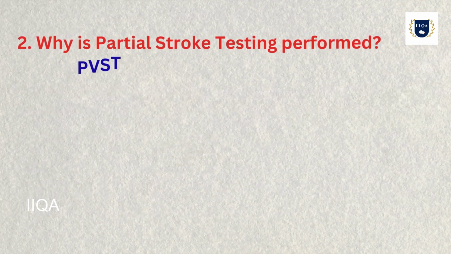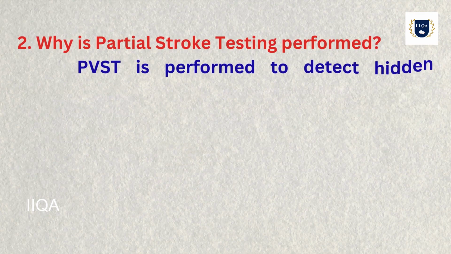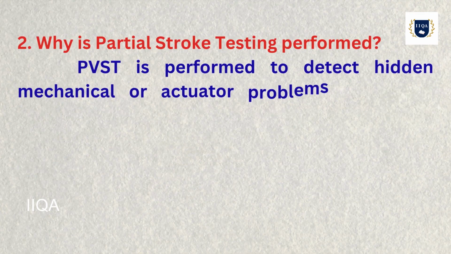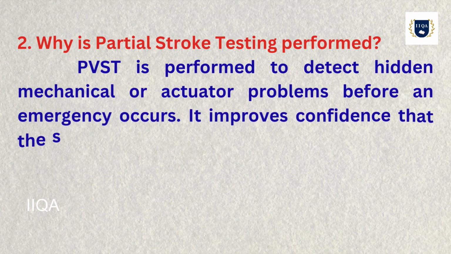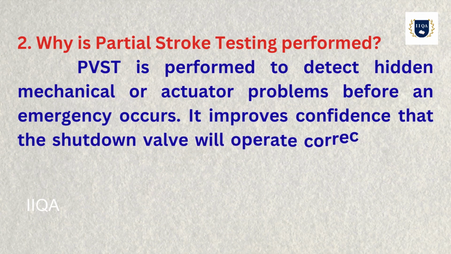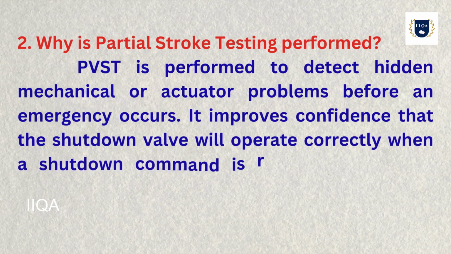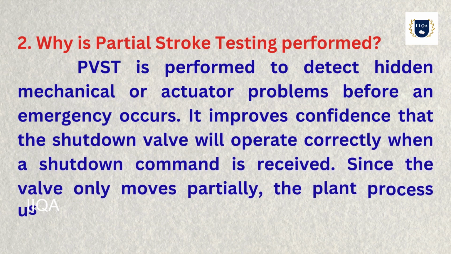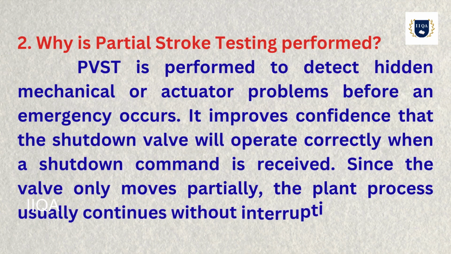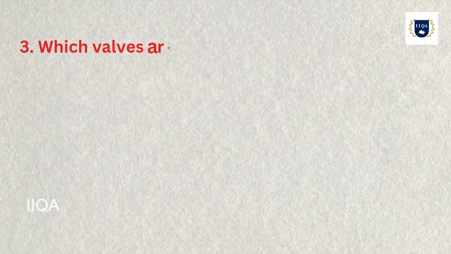2. Why is partial stroke testing performed? PVST is performed to detect hidden mechanical or actuator problems before an emergency occurs. It improves confidence that the shutdown valve will operate correctly when a shutdown command is received. Since the valve only moves partially, the plant process usually continues without interruption.